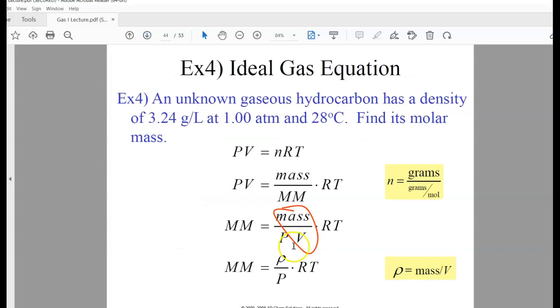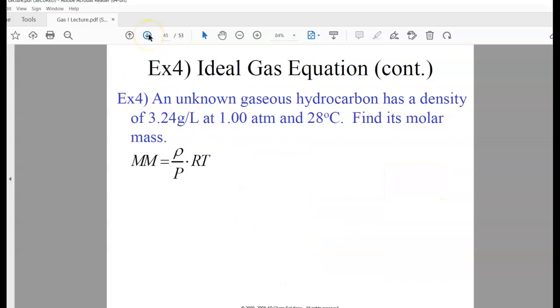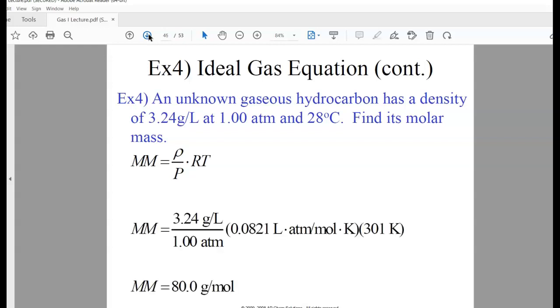Okay, this was our density. Now remember I said density here sometimes was written as a letter that looks like a P, and it looks so much like a P that I just put D there for density, but that's a Greek letter called rho, R-H-O. And I would like you to look over a density type of problem because there will be one on the test. Okay, an unknown gaseous hydrocarbon has a density of 3.24 grams per liter at 1 atmosphere and 28 degrees C. Find its molar mass. This is a plug and chug. Molar mass is equal to density over P times RT, and you get 80 grams per mole.